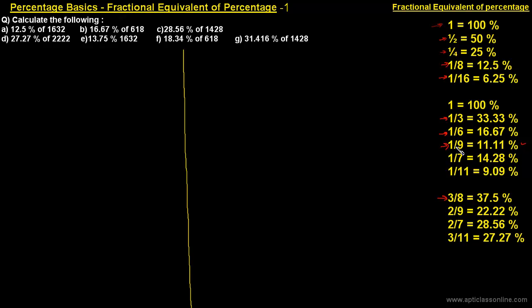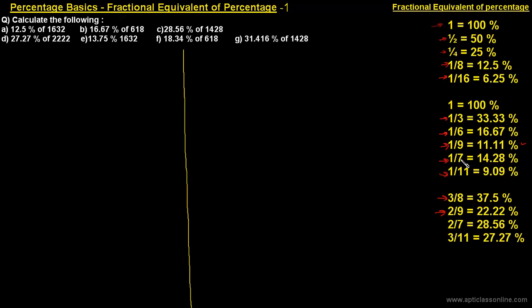So anywhere if you see 22.22%, then to what fraction is it equivalent? If you multiply it by 2 both sides, here you will get 22.22%, and here you will get 2/9. So 22.22% is nothing but the value 2/9. Two more fractional equivalents to percentage need to be remembered. 1/7, that is equivalent to 14.28%, and 1/11, which is equivalent to 9.09%.